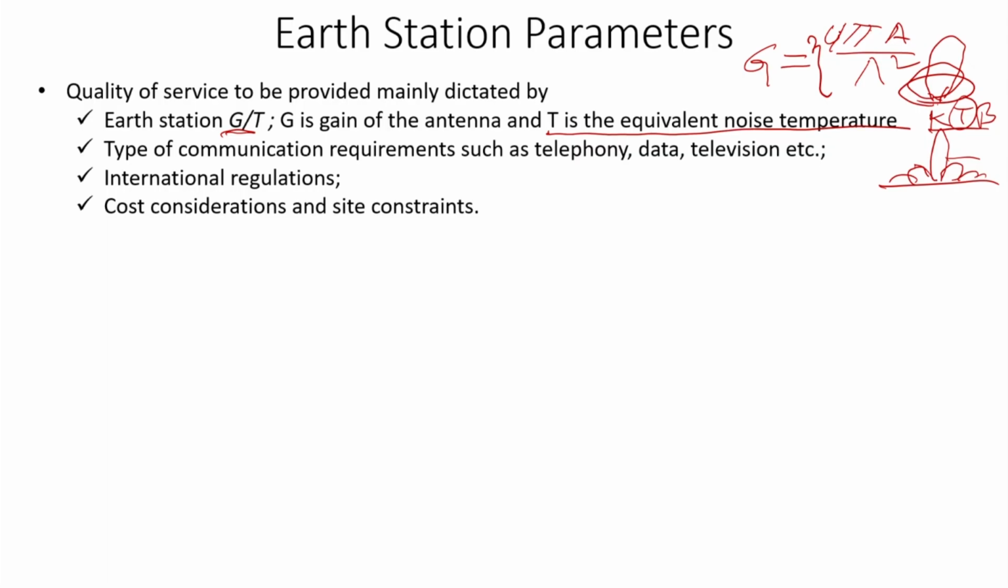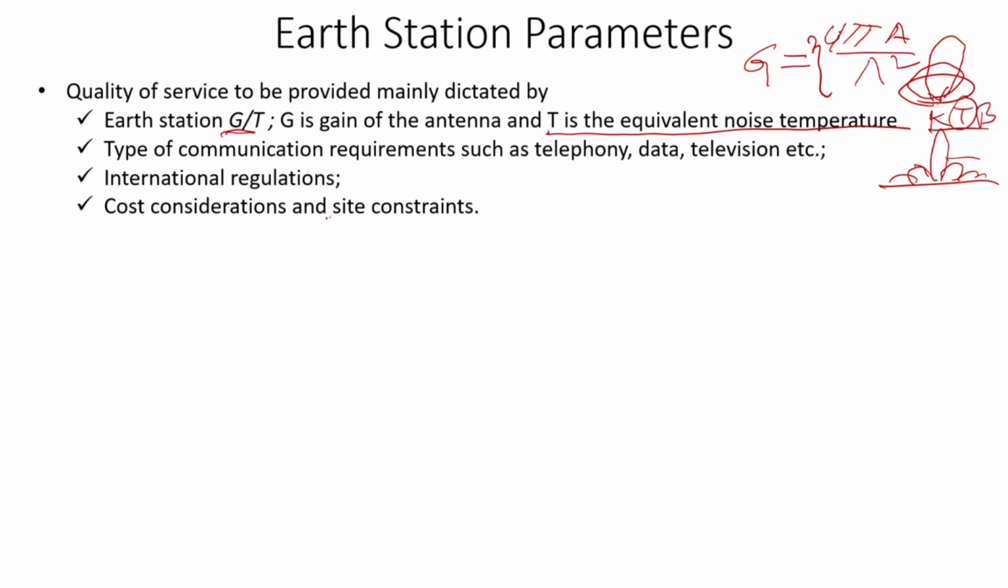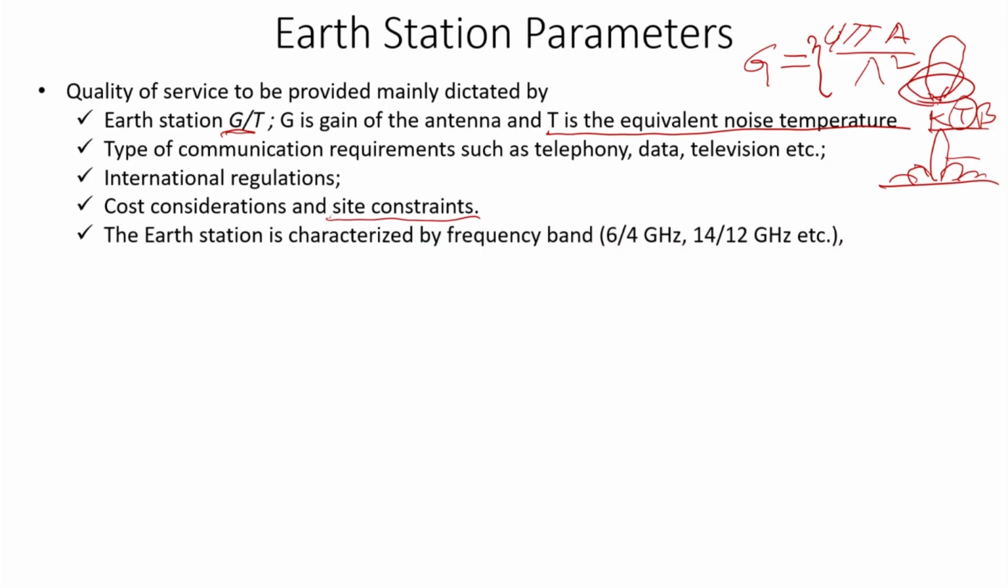Then come the cost considerations and site constraints. Site is also very important here, and again it depends on the application. Whenever very large earth stations are installed, cost considerations come into the picture, and for a very small terminal, the VSAT, the cost is also very important, as is where I am going to install it. For a big earth station, the site constraints are also there: what is the soil quality, and where exactly we are putting the antenna, so that the field of view is clear or not.